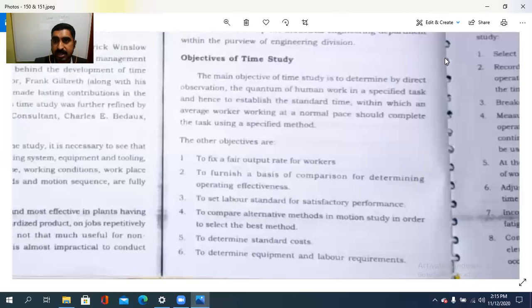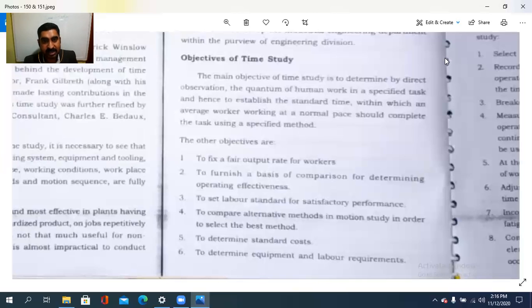The main objective of time study is to determine by direct observation the quantum of the human work in a specified task. How much he or she works based on the stopwatch. അതാണ് നോക്കേണ്ടത്. നേരിട്ട് നിരീക്ഷിക്കുകയാണ്. The quantum of the human work in a specified task, and hence to establish the standard time within which an average worker working at a normal pace should complete the task using a specified method. So that is the main objective of the time study.